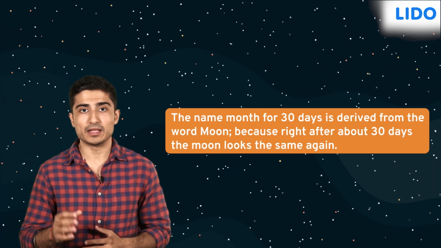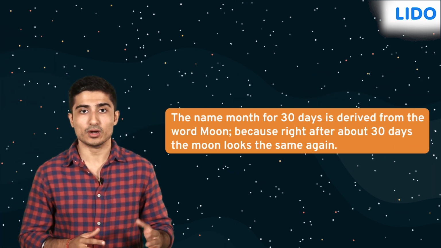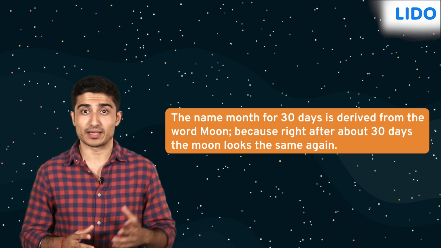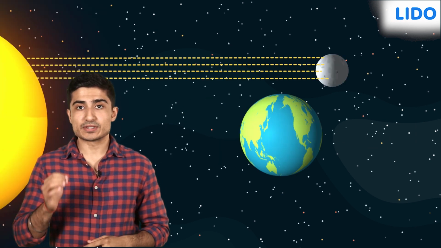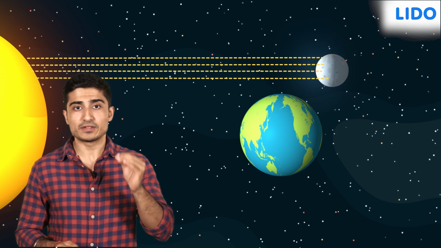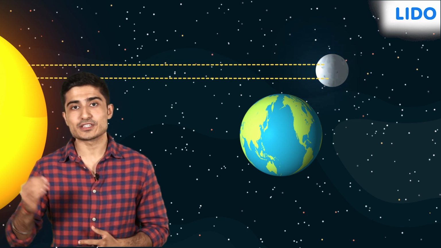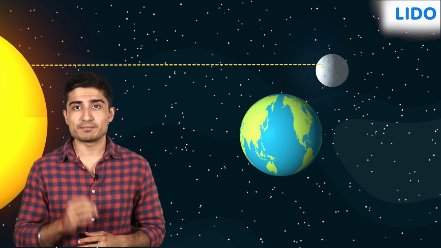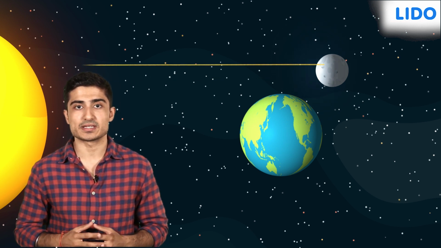Actually, the name month for 30 days is derived from the word moon. Because right after about 30 days, the moon looks the same again. Cool, isn't it? If the moon reflected 100% of the light it received from the sun, it would look just like the sun. If it reflected 50% of light, it would look half as bright as the sun. But in fact, the moon reflects only 7% of the light it receives from the sun. And the moonlight is so soothing.